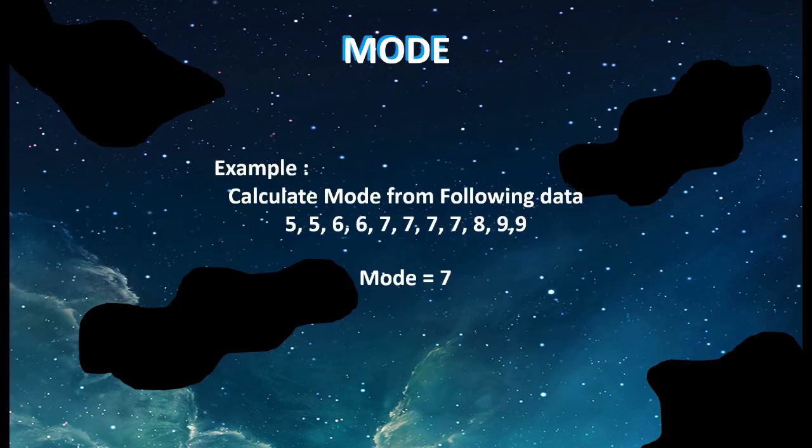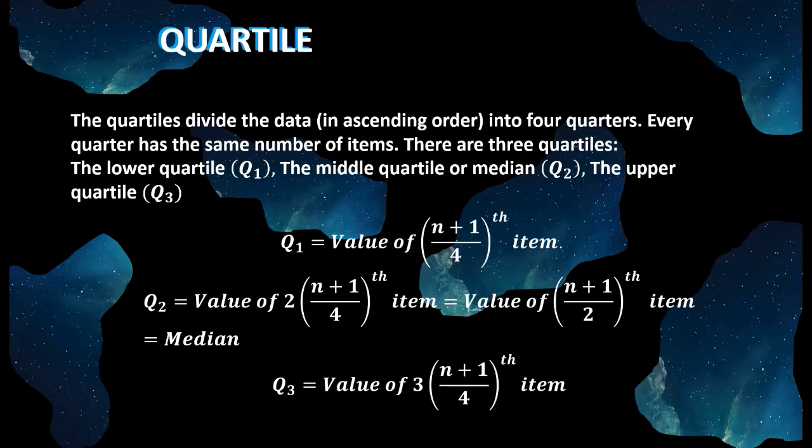So for the example, you can see on the slide, and because we know the mode of a set of data is simply the value that appears most frequently in the set, the mode is 7. Okay, for the last one, we have quartile.